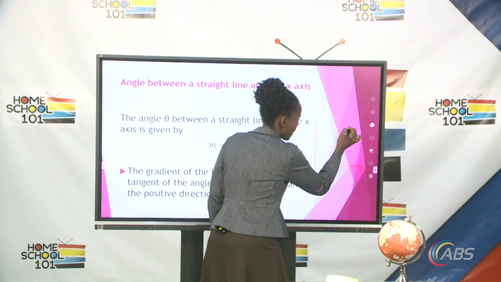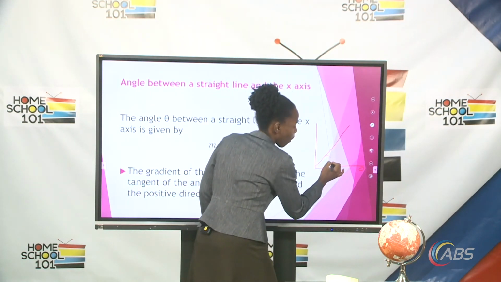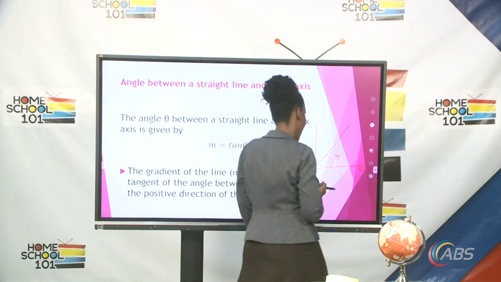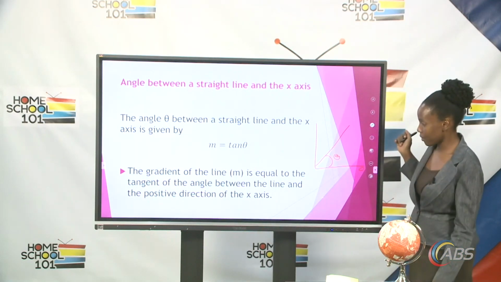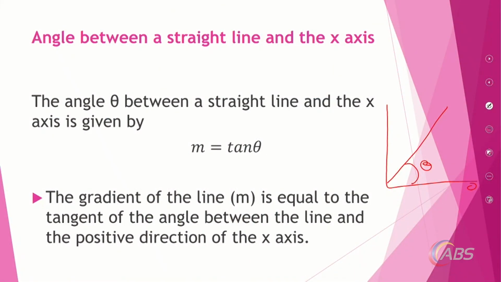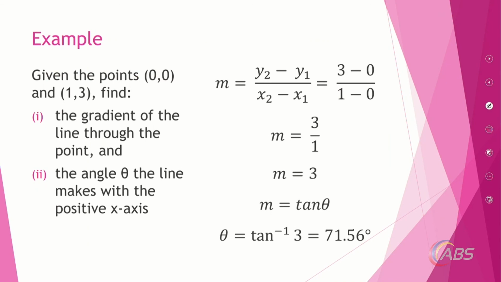this is our x-axis and this would essentially be our line, what we're basically trying to find is that angle there, theta. And we're told that m is equal to tan theta. So an example here, it says given the points 0, 0, which is the origin, and 1, 3, we're to find the gradient of the line through the point and the angle theta that the line makes with the positive x-axis.